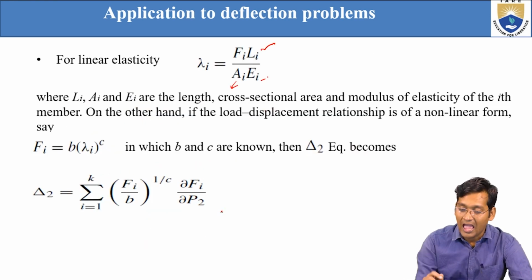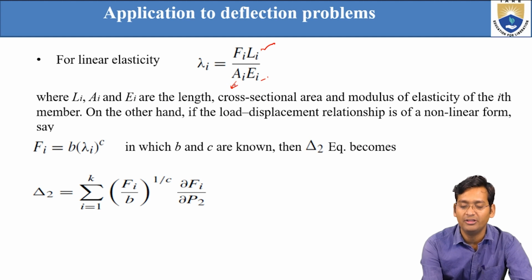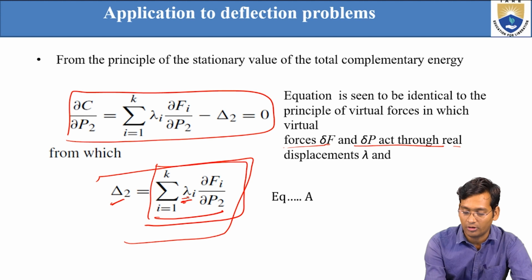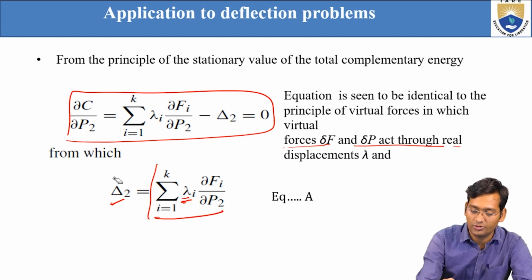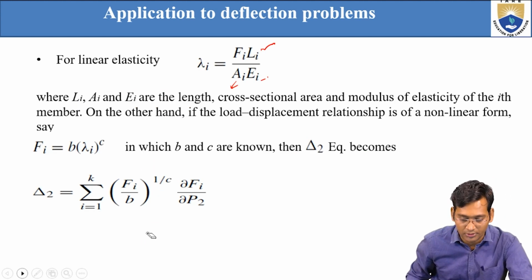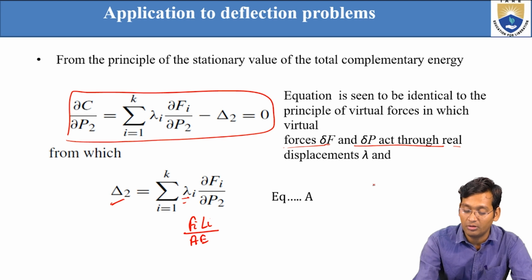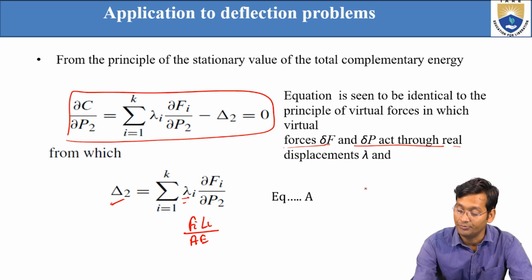Right. If the members have the same cross section, then also AI will be A for all. Then we can take that common too. Let me write this equation here. So lambda is what? Fi Li by AE, when all members are of the same E.